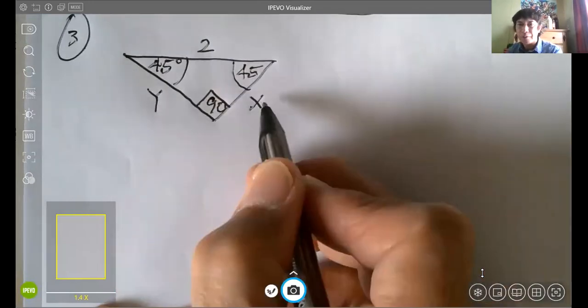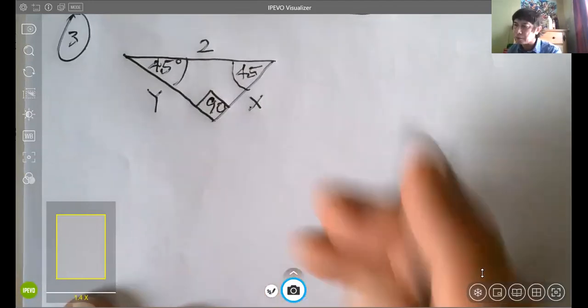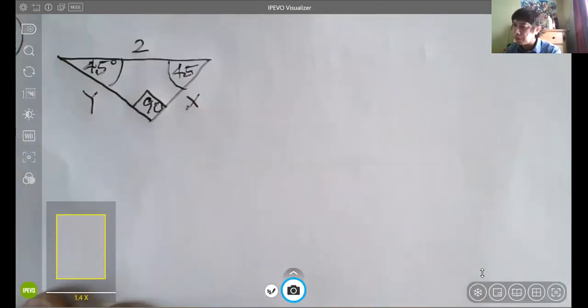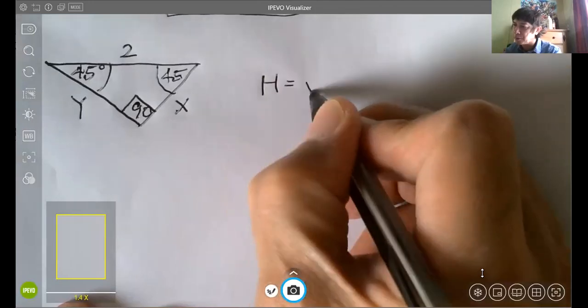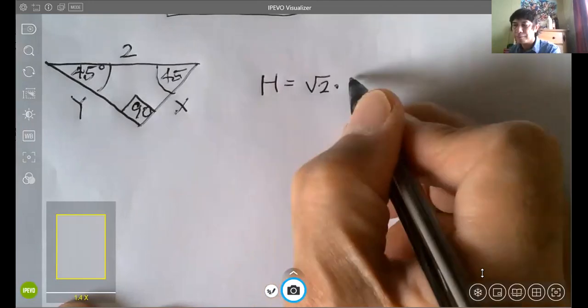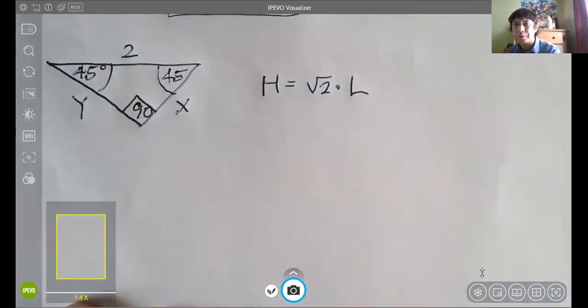Now, remember our formula. The formula is actually hypotenuse is equal to square root of 2 times the leg. Hypotenuse is square root of 2 times the leg. Now, what we have here is the hypotenuse. This is the 2.